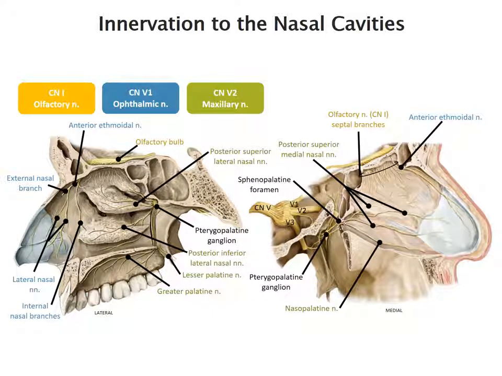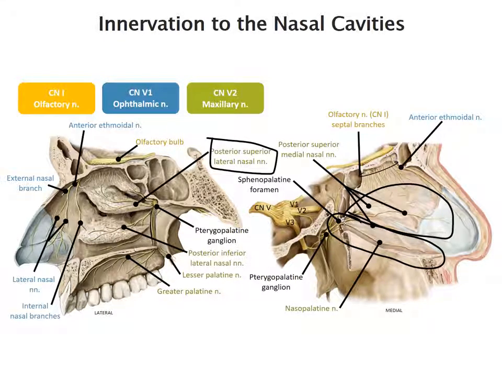And lastly, the majority of the nasal cavity is supplied by branches of the maxillary nerve, V2. For example, here's the nasopalatine nerve we've discussed at length. This nerve will innervate the lower part of the nasal septum. And there are also smaller branches referred to as the posterior superior medial nasal nerves, shown here along the nasal septum, as well as posterior superior lateral nasal nerves that will supply the lateral wall of the nasal cavities. All of these nerves are collectively branches of the maxillary nerve, V2.